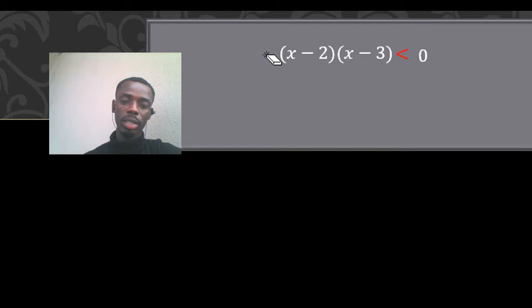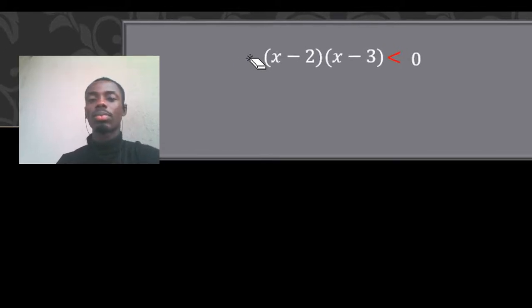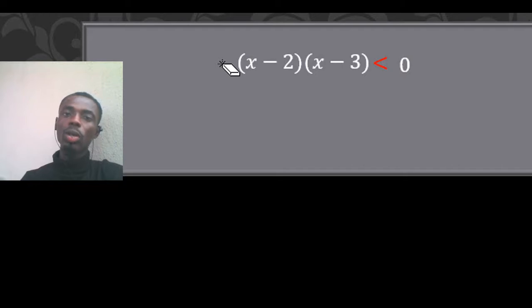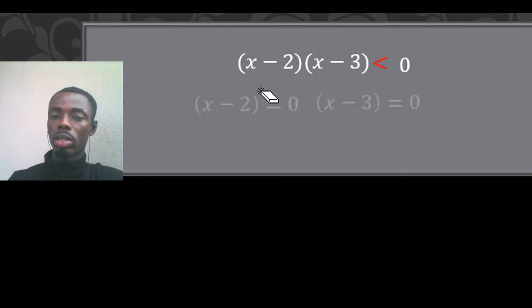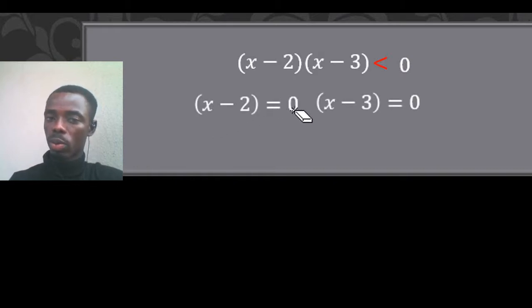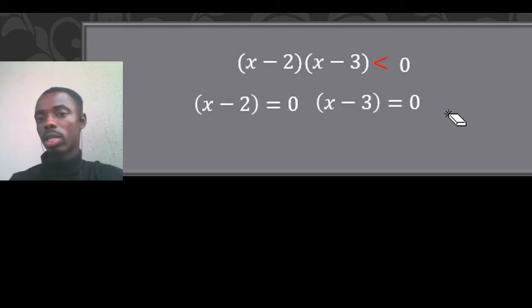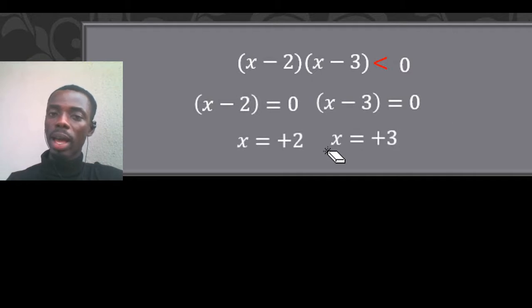Okay, so with that done, let's do things like we are solving for quadratic equation now. We have 2 factors. You see yourselves having 2 factors equal to 0. So you can just say x minus 2 equals 0 and x minus 3 equals 0. Make this less than sign an equality sign. So your x equals plus 2 and your x equals positive 3.